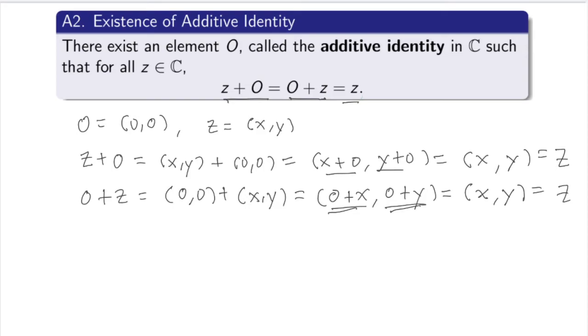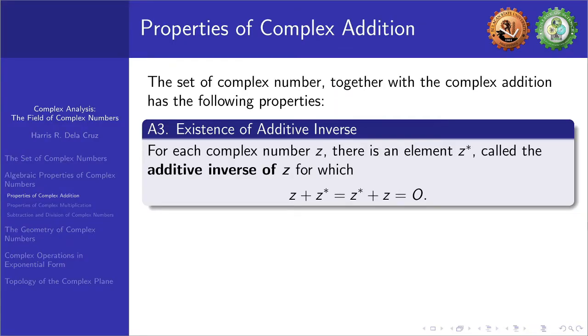And we are done. The third property A3 is existence of additive inverse. For each complex number C, there is an element C star called the additive inverse of C, for which C plus C star is equal to C star plus C is equal to O, or the additive identity. So basically, C star is the number for which when we add it to C, the result is 0.